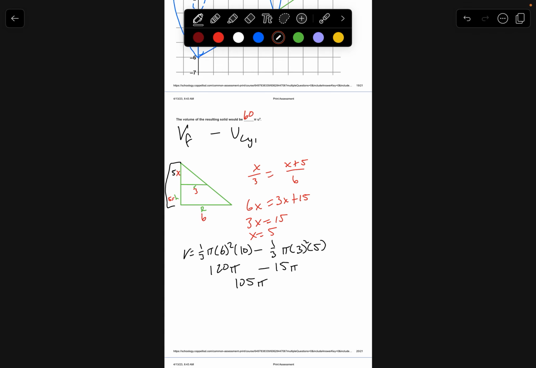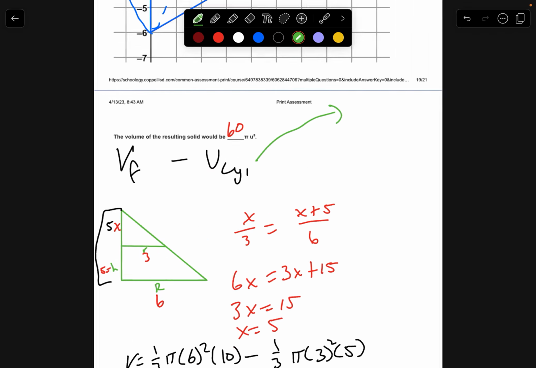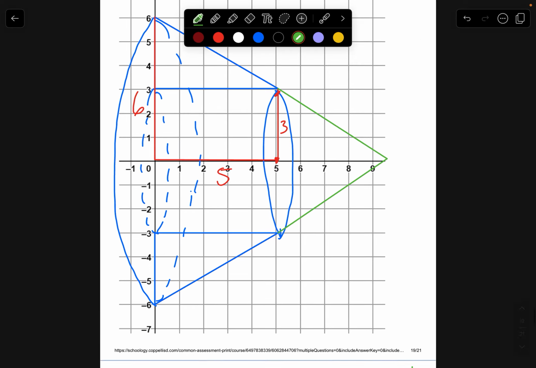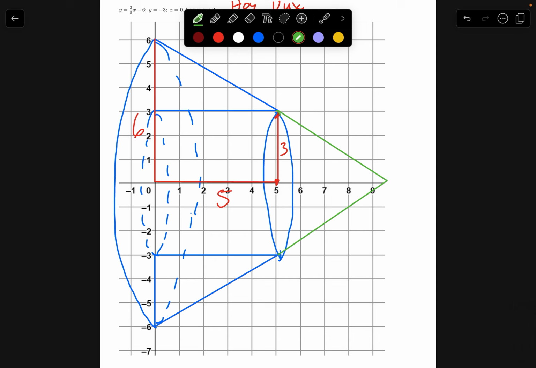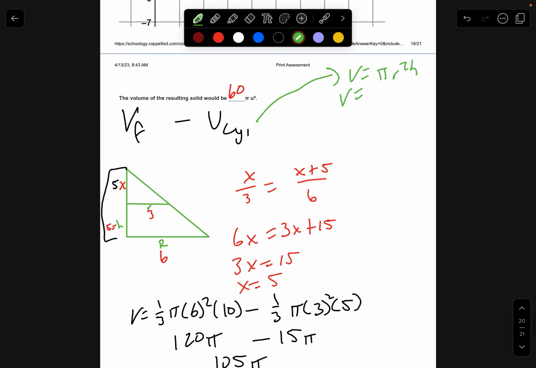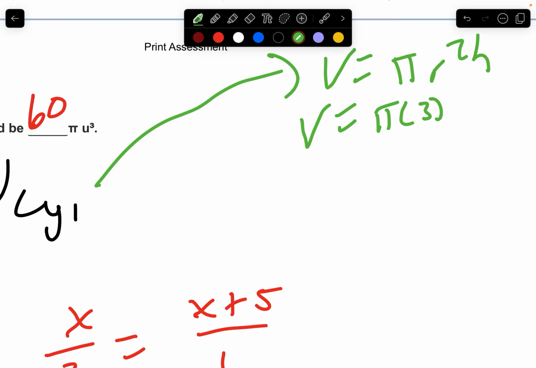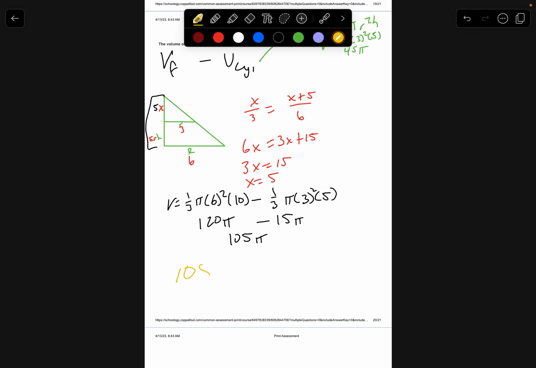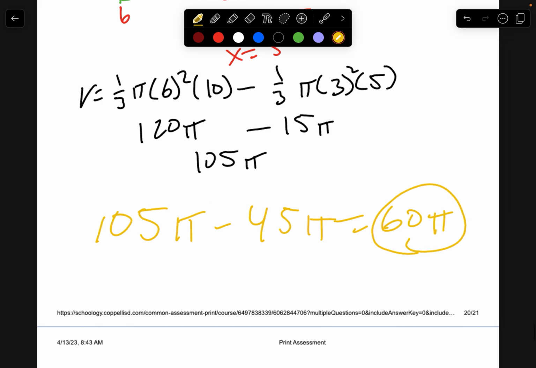And if it was just a frustum, we would be done. But let's do a little side quest on the cylinder. Volume of a cylinder is pi r squared h. And if we look at just the cylinder portion, just this inside cylinder, that radius is 3 and that height is 5. So pi times 3 squared times 5 would be 45 pi. So the final answer is 105 pi minus 45 pi, frustum minus cylinder. 60 pi is what's left over at the end of the day.